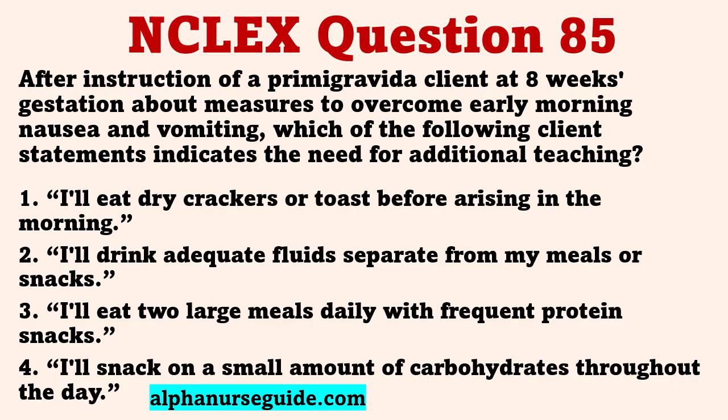The correct answer is 3. The client needs further instructions when she says she should eat 2 meals a day with frequent protein snacks to decrease nausea and vomiting. The client should eat more frequent, smaller meals with frequent carbohydrate snacks to decrease nausea and vomiting. Eating dry crackers or toast before arising, consuming fluids separately from meals, and avoiding greasy or spicy foods may also help to decrease nausea and vomiting.